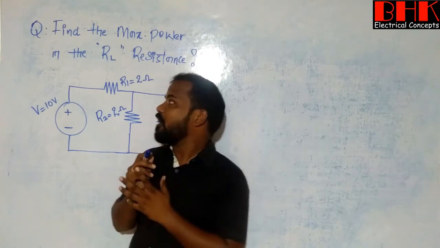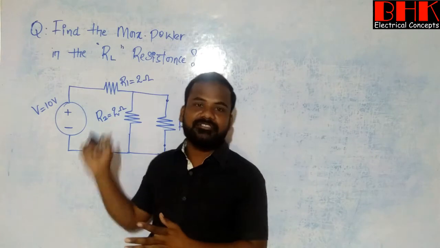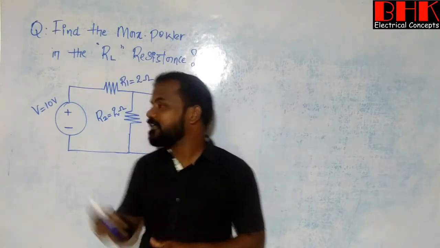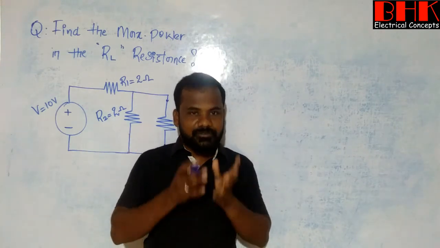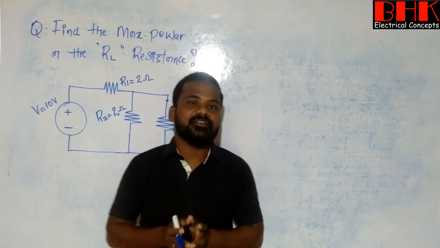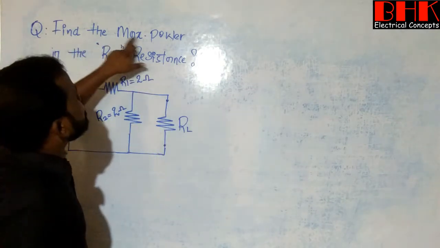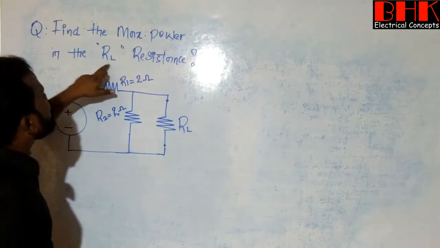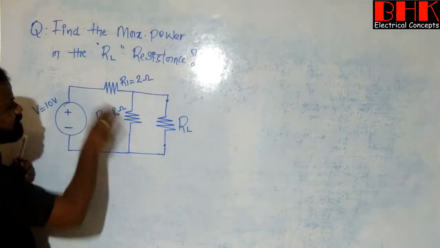So in this video I want to explain how to solve problems under the maximum power transfer theorem. To understand this concept, please go and watch my previous video, which covers the main concept of the maximum power transfer theorem. Now, the question is: find the maximum power in the load resistance RL. This is the question and this is the circuit.